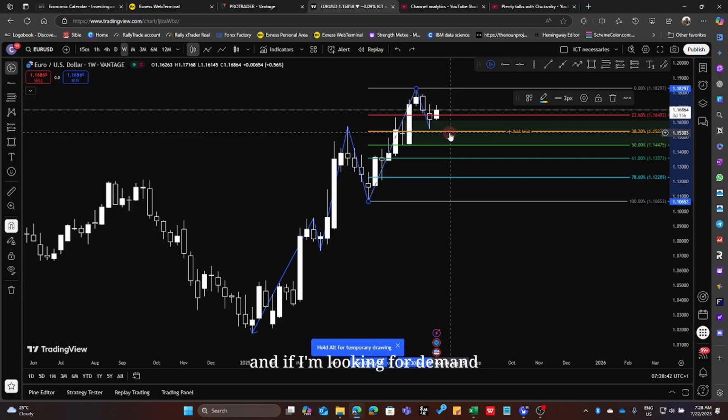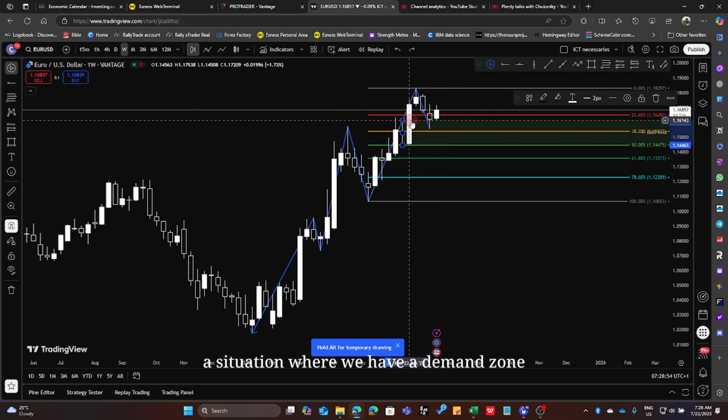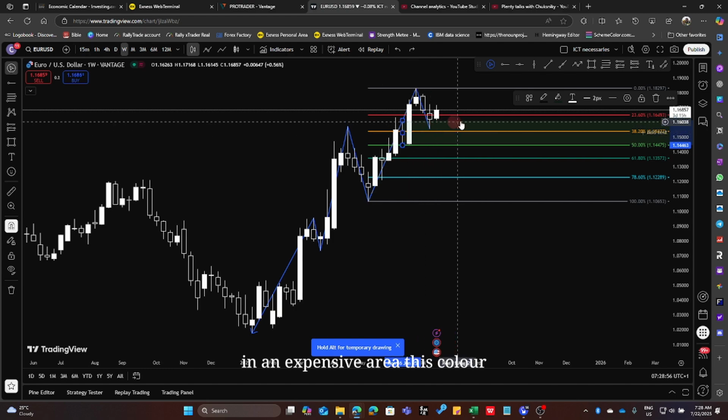And if I'm looking for demand, I'm looking for where to buy. Now, I cannot be looking for where to buy in premium. Premium means expensive. So I cannot be looking for something to buy in an expensive area. And this is currently a situation where we have a demand zone in an expensive area.